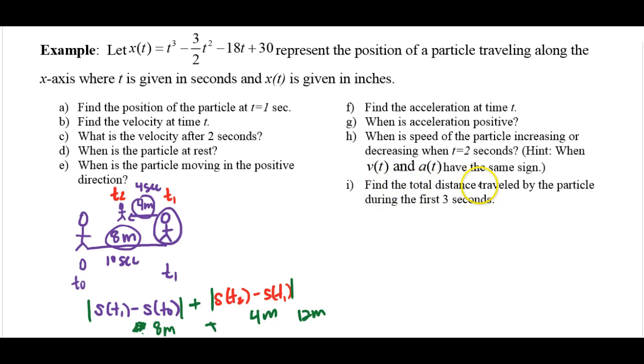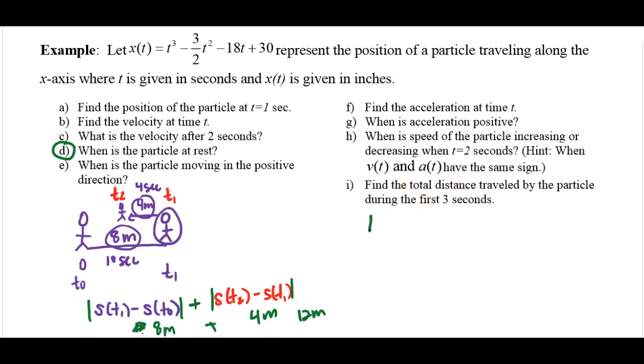So if I want to know the total distance traveled by the particle during the first 3 seconds, I need to ask myself whether or not this particle stopped during the first 3 seconds. Because if it started at an origin location and then moved to the right and then stopped sometime between 0 and 3 seconds and went back, I would need to add up more than one distance. So we actually answered the question of when the particle was stopped in part D, when is the particle at rest. So it turned out that the particle was at rest at 3 seconds. So that was the first time the particle stopped, at 3 seconds.